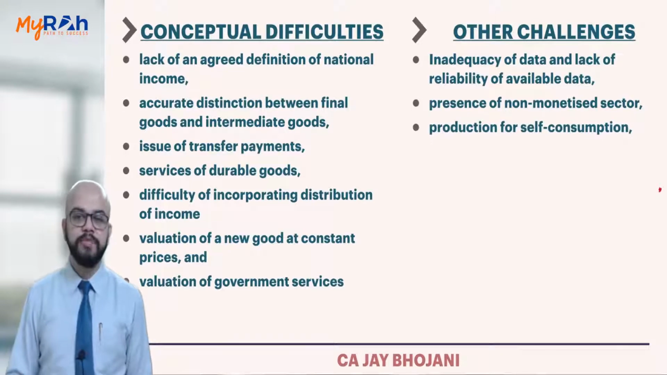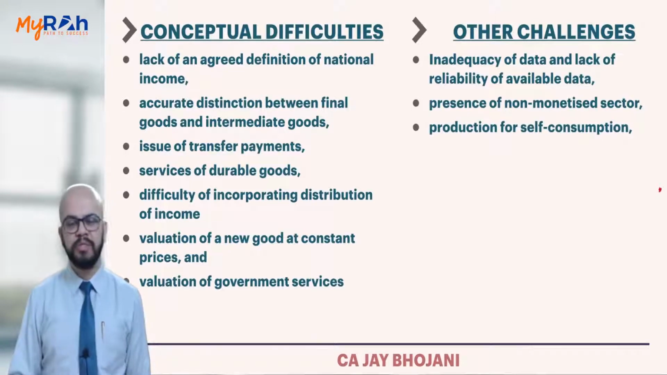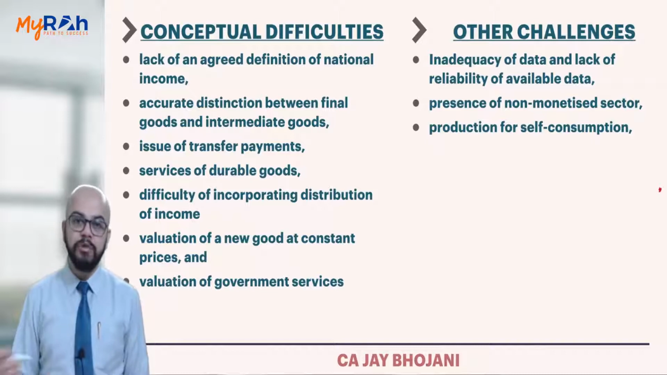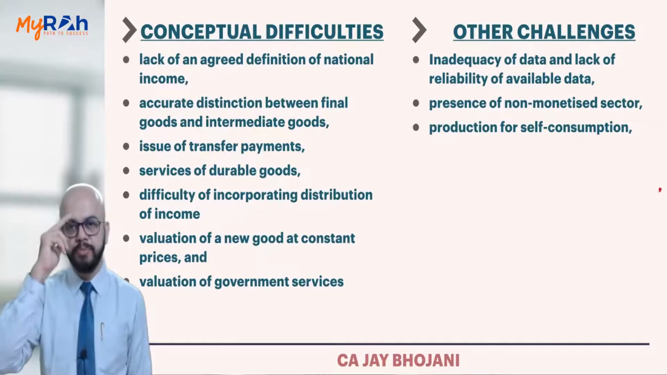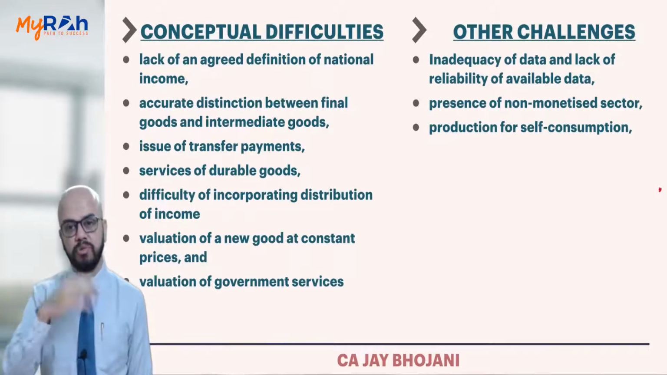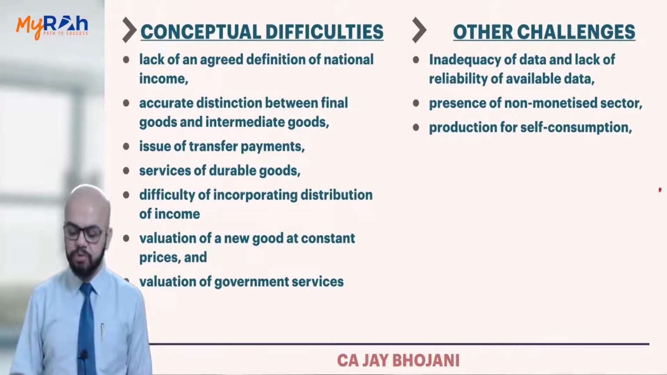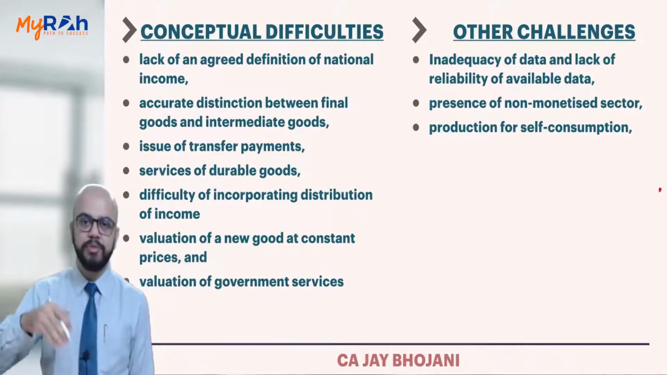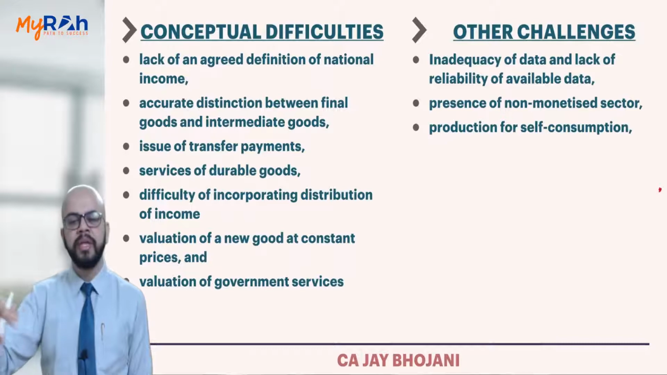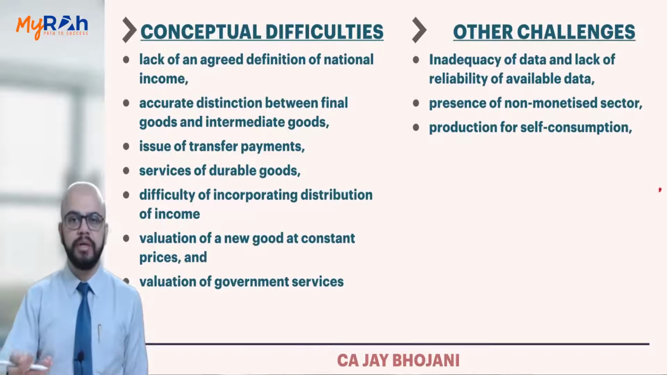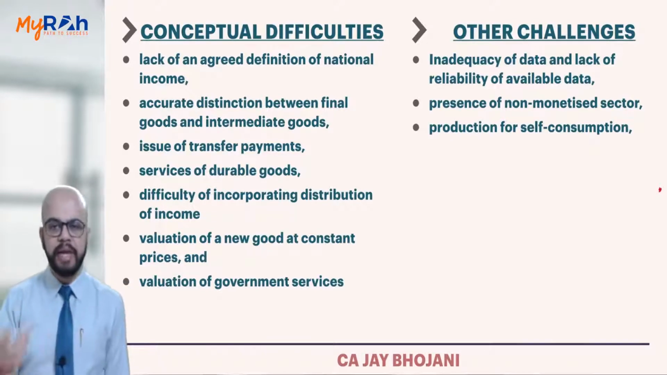Then there is production for self-consumption. It's very difficult to calculate how much has been produced for self-consumption. It's not so easy to identify, right? Though we know that production for self-consumption should be included in national income, how to value it, how to estimate it, that is a problem.